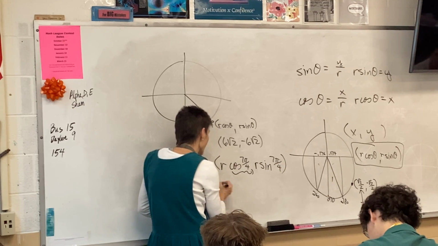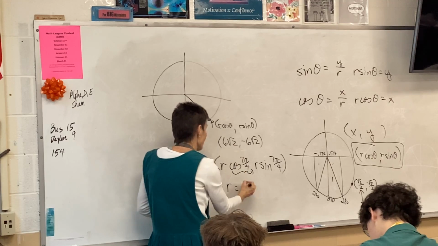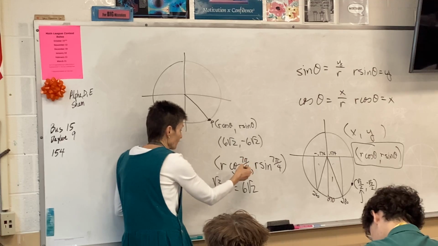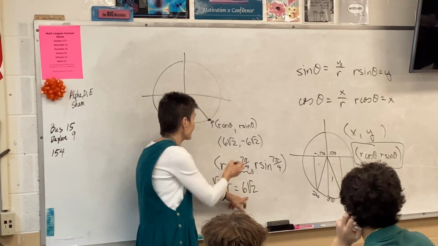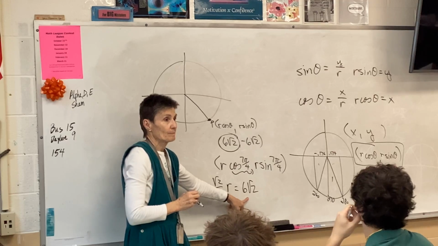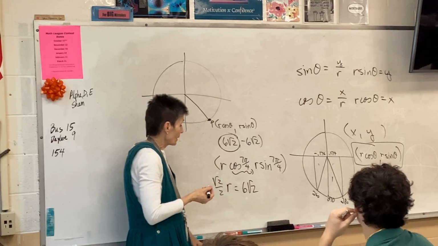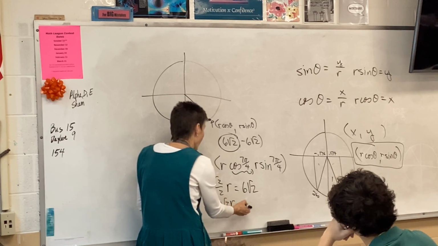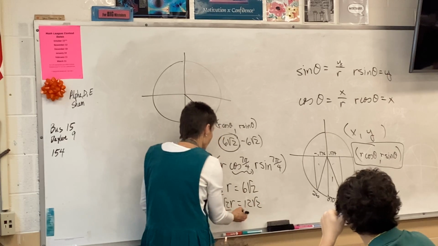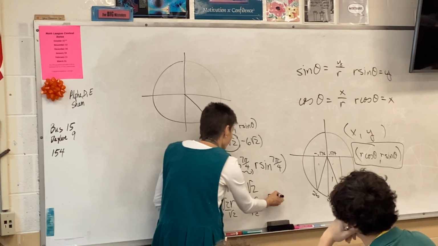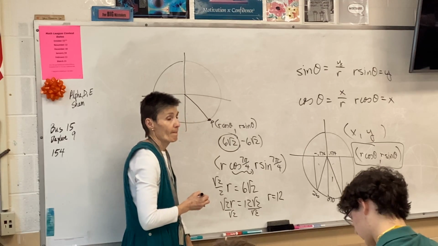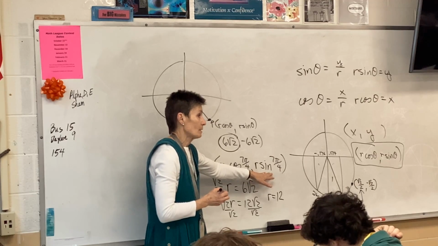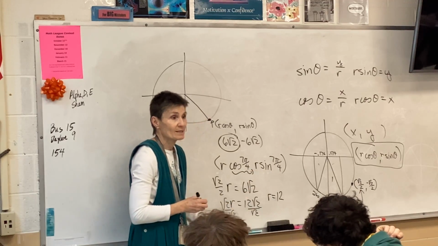So r times root 2 over 2 has to be 6 root 2. Root 2 over 2 is the cosine. The cosine times the radius has to give me my x coordinate. So can I figure out r from that? I sure can. If I times by 2, I'm going to get root 2 r equals 12 root 2. Looks like r is going to be 12. And I don't even need to do this one. I can if I want, but the answer is going to be the same. R is the same for both points.